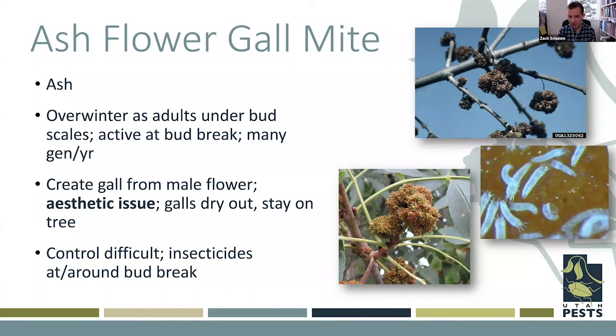The galls will essentially dry out once the mites are no longer there, and they'll just stay on the tree. You can just remove these galls though. Control of these is difficult. You can use insecticides around bud break. But again, I don't see a ton of these occurring in Utah. Others might see something different, but they tend to not be that big of an issue.